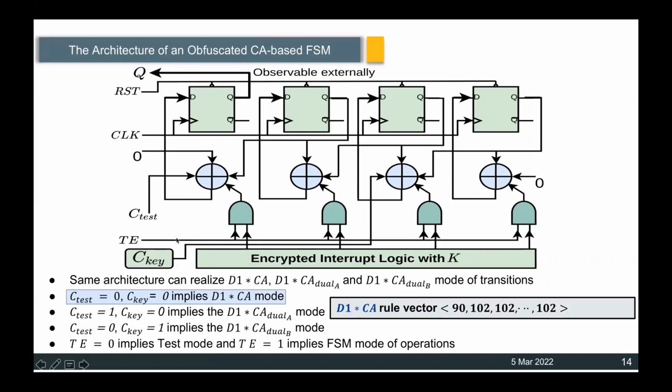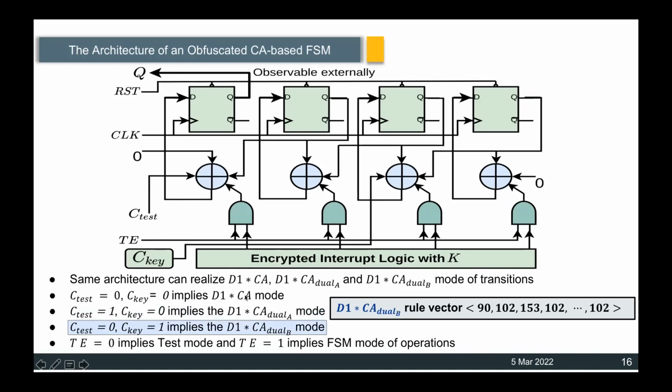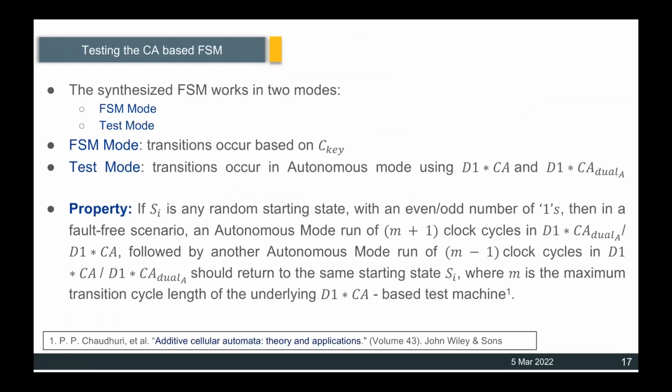There is also another bit that I would like to introduce here, which is called C test. If you make C test equal to 1, then the first cell gets inverted, and therefore this gets configured as a D1 star CA dual B dual A. Whereas if you take your C test equal to 0 and you set your CK equal to 1, then the CA gets configured as D1 star CA dual B. So with this programmable CA, you can make it work for your obfuscation.